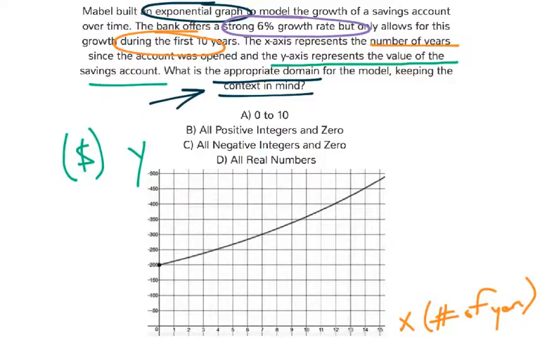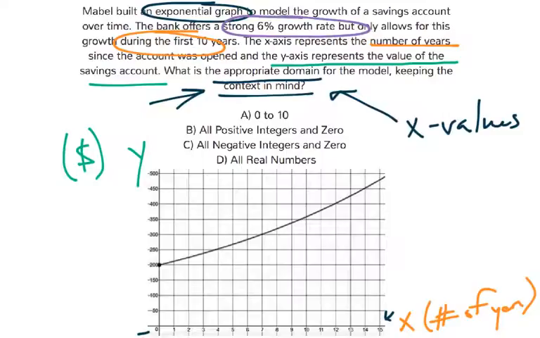Well, remember domain stands for valid inputs. Okay, so domain means what inputs, what x values could you put in here. If you just look at the graph, you can see there's a lot of x values down here. It goes from 0 all the way to 15 shown in the graph. But they want you to keep the context in mind, and they want to know the appropriate domain.